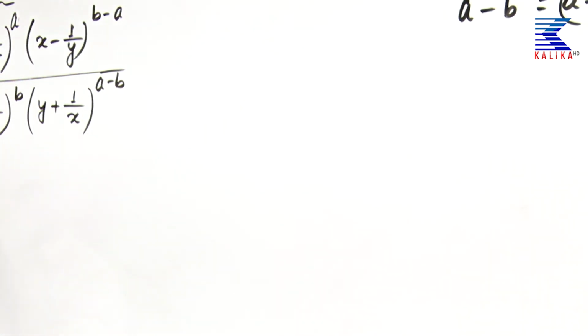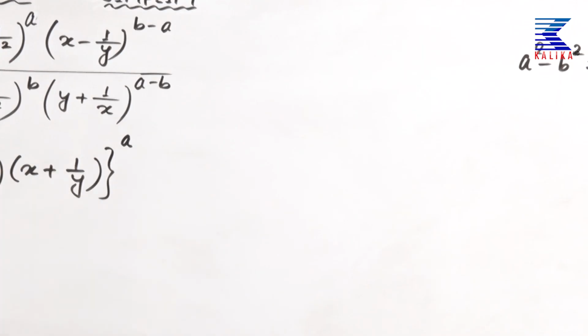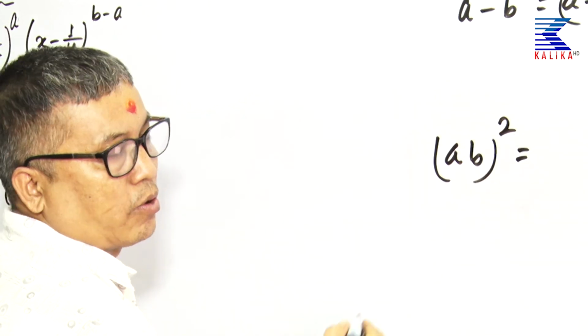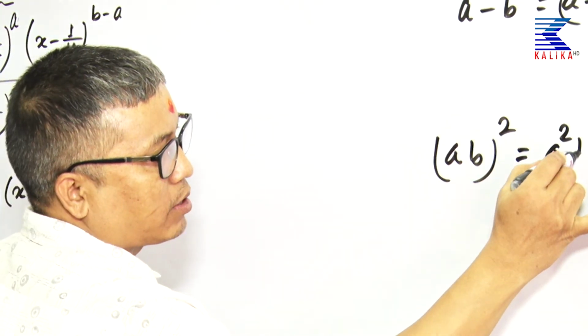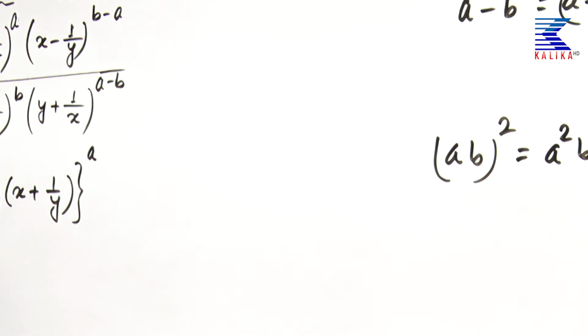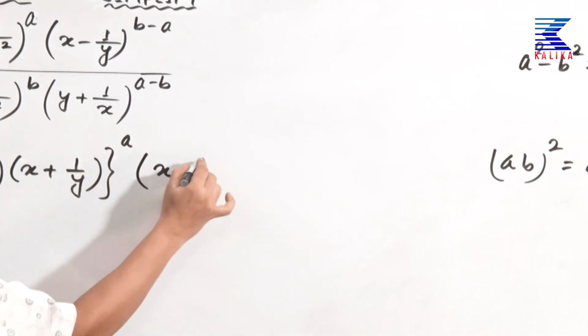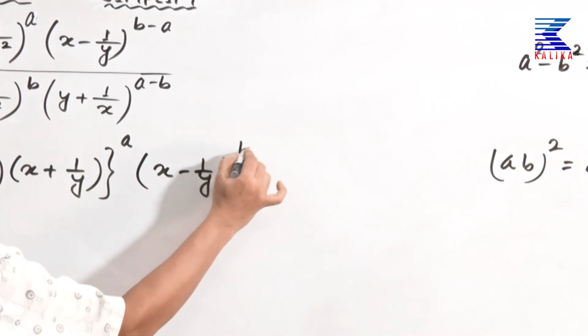So (x − 1/y)(x + 1/y). Okay? (a − b)(a + b). Its power how much? a. Okay? This means (ab) whole square. Whole square of ab means a² b². Okay? x − 1/y and x + 1/y, both power is a, and (x − 1/y) to the power b − a.